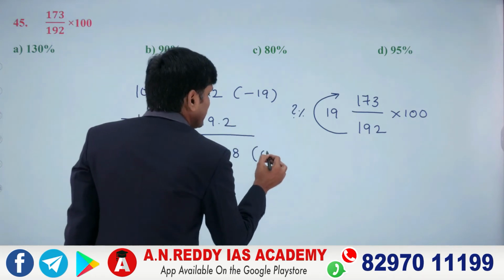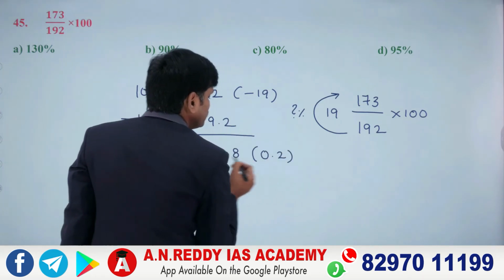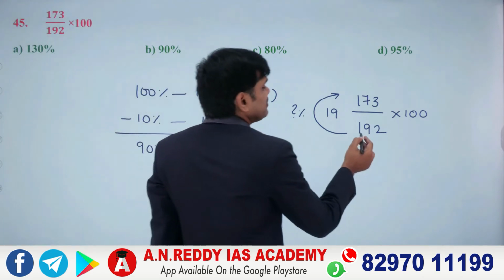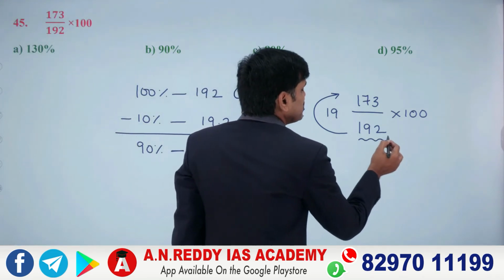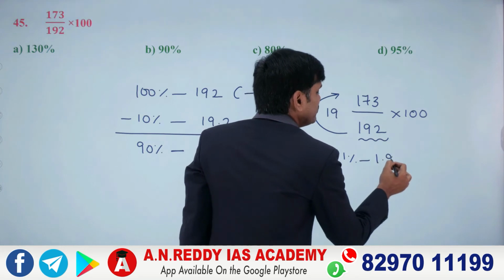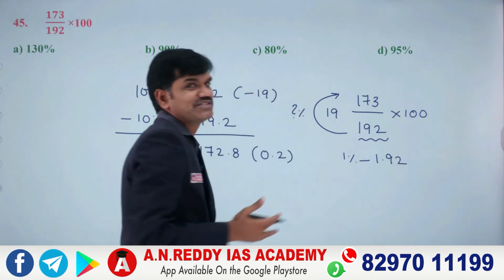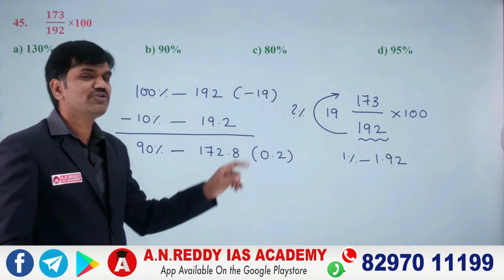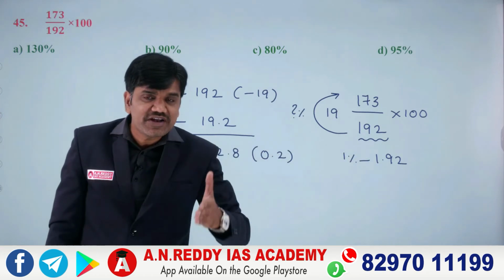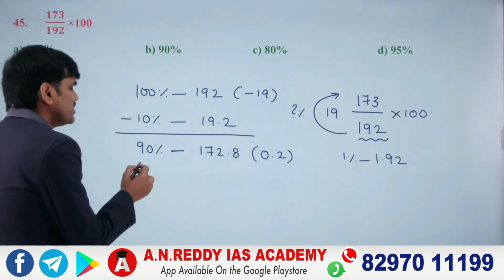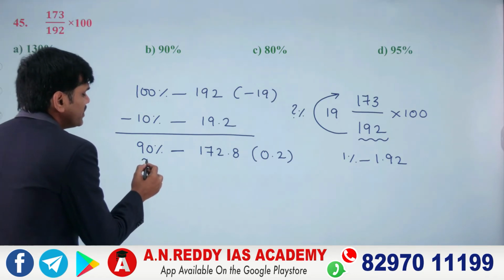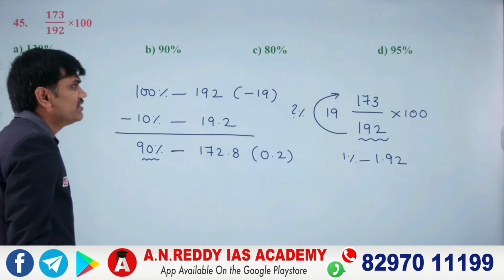How much should I add to reach 173? I have to add 0.2. Now 0.2 is what percent of this one? So 1% of this is how much? 1% of that will be 1.92. I can't even add 1%. Whatever I have to add is 0.2. So I can't even add 1%, which means my answer has to be less than 91%. So it should be more than 90% and less than 91%.